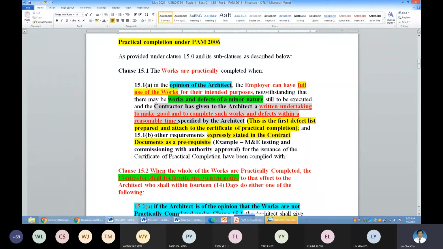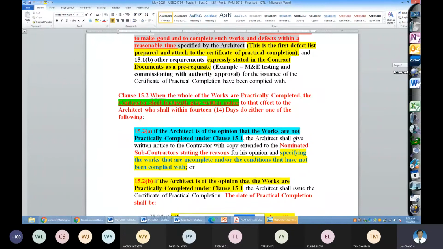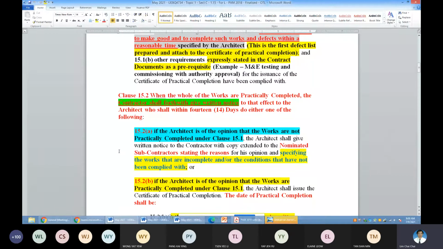15.1a and 1b are for the architect to use. 15.2 is for the contractor to use, to apply. And then it is for the architect to use 15.2a or 15.2b to grant the certificate of completion. If not, then the architect will give their reasons.